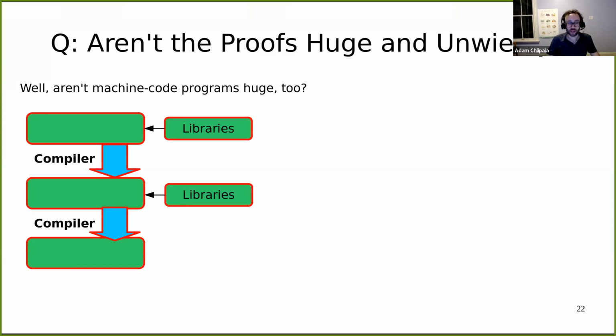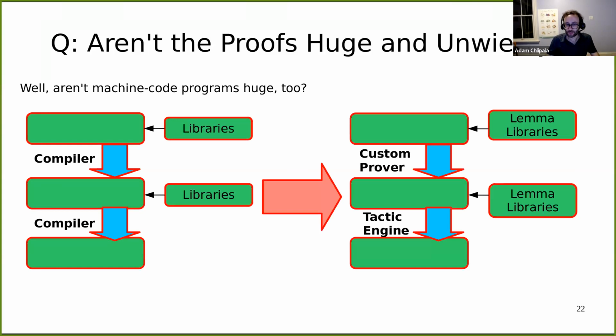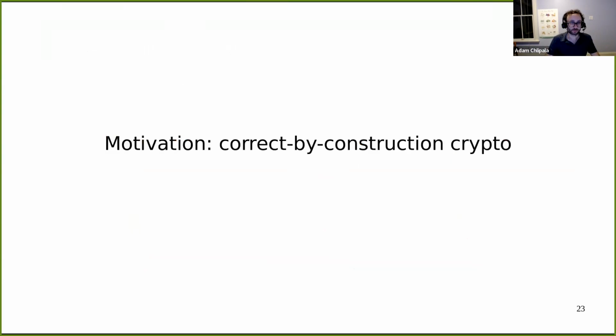Compilers, we rely on lots of libraries, and the same thing's true in this world, where custom provers are written, libraries of lemmas are written and reused, and so we can apply all our good ideas from software engineering in this world. All right, so I am going to start now talking about how we apply these ideas in the world of cryptography, but let me also try to see.